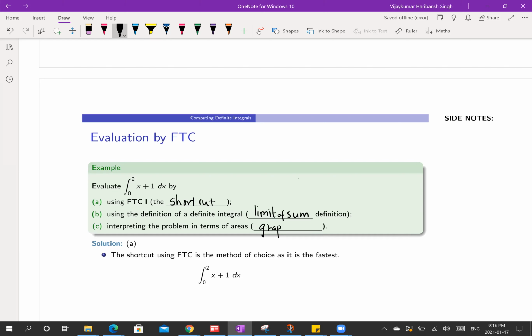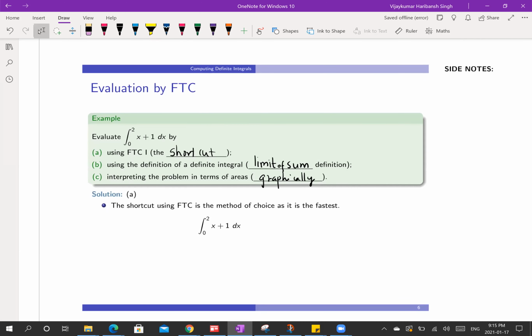Now note that not all problems can be done by all three methods, but in this case, we have chosen a relatively simpler problem, which we can tackle using all three methods. So let's embark on that. First of all, the shortcut using FTC1 is the method of choice, as it is the fastest.